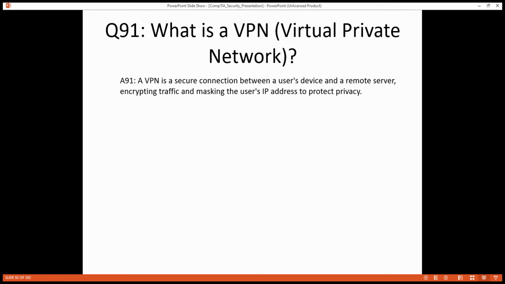Q91. What is a VPN, virtual private network? A91. A VPN is a secure connection between a user's device and a remote server, encrypting traffic and masking the user's IP address to protect privacy.